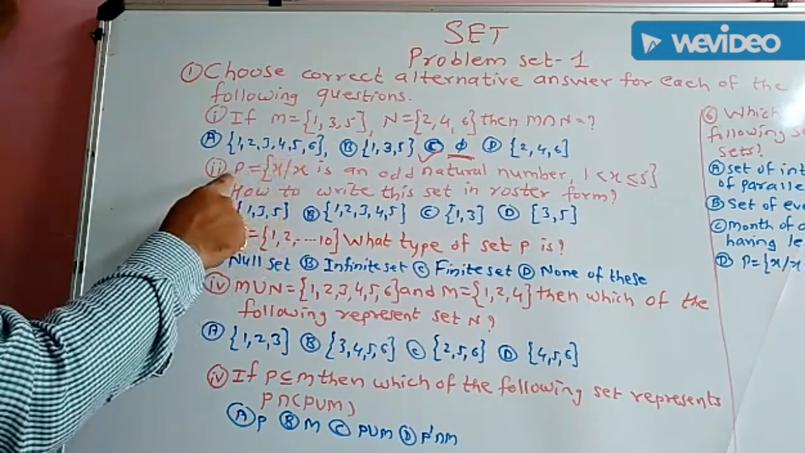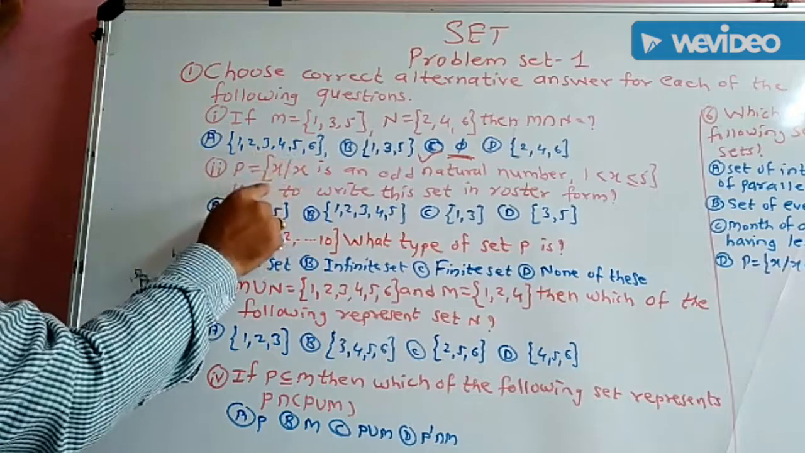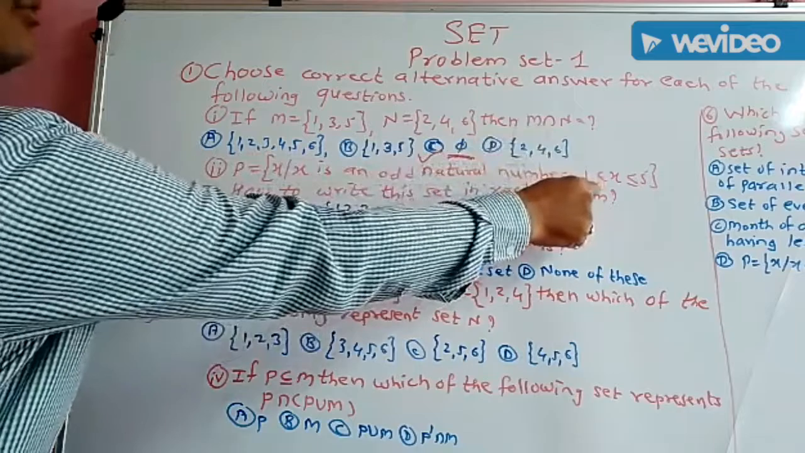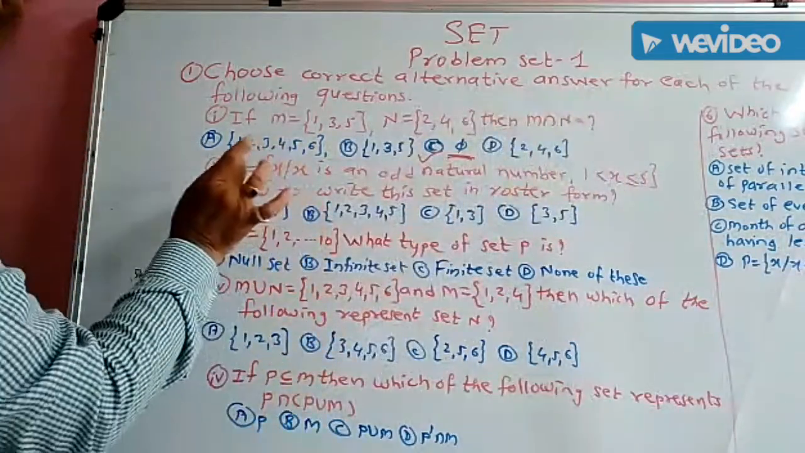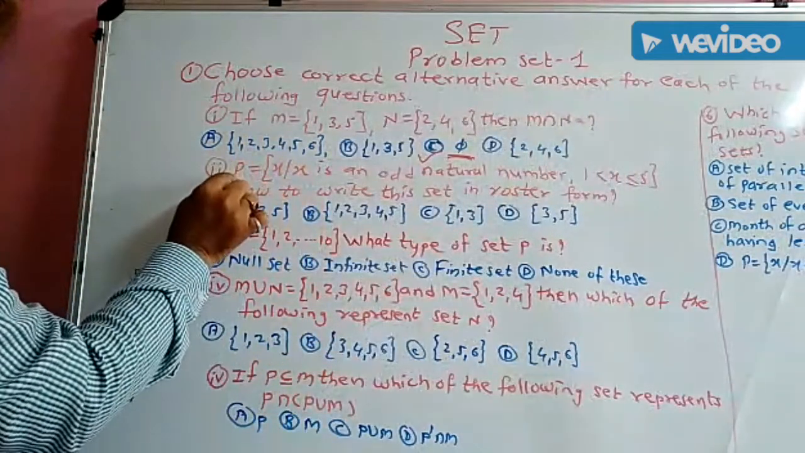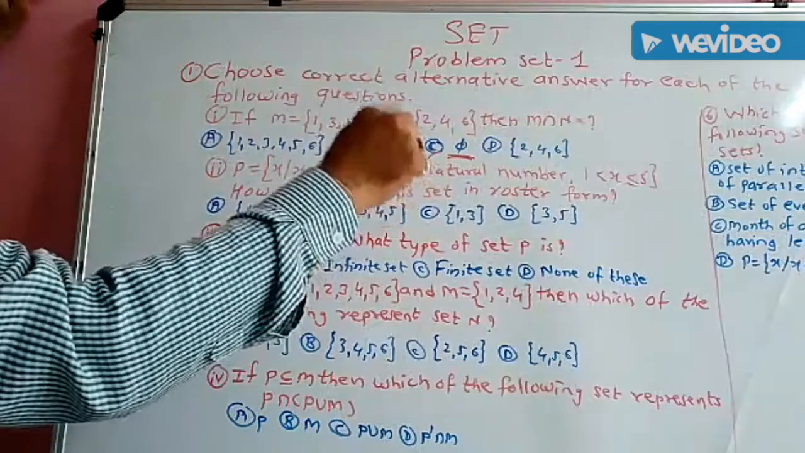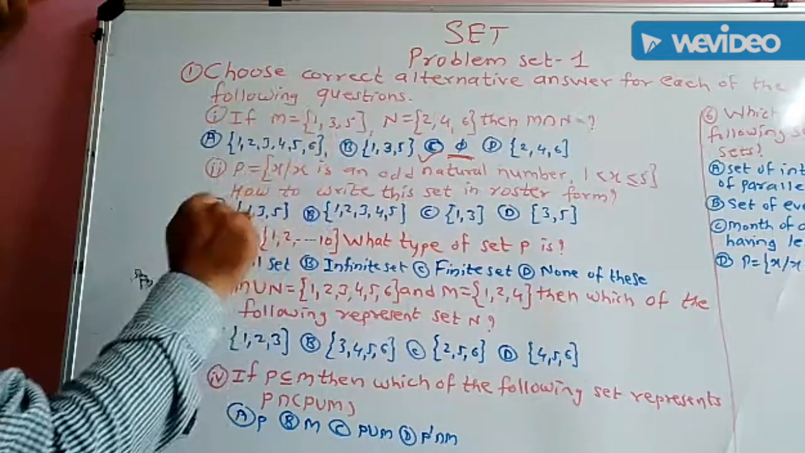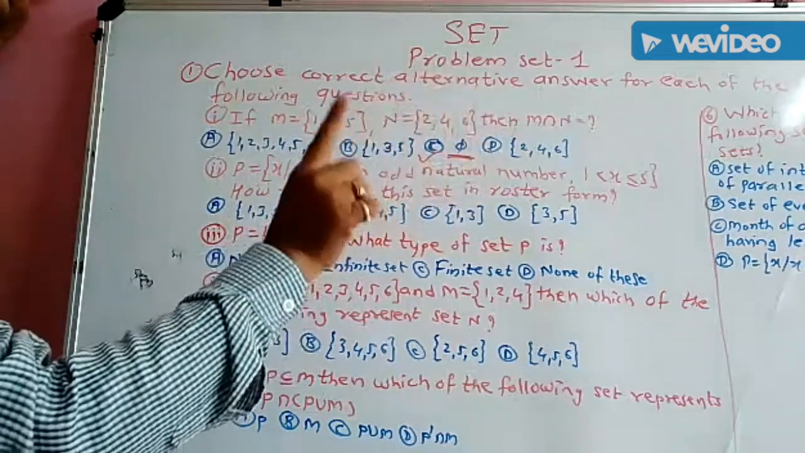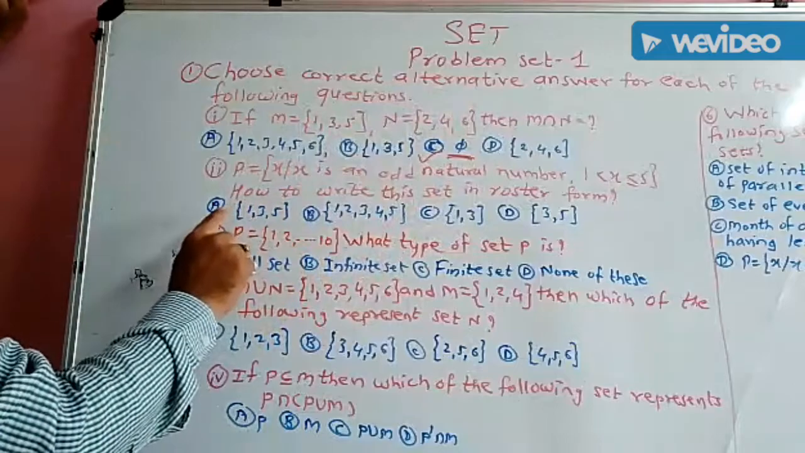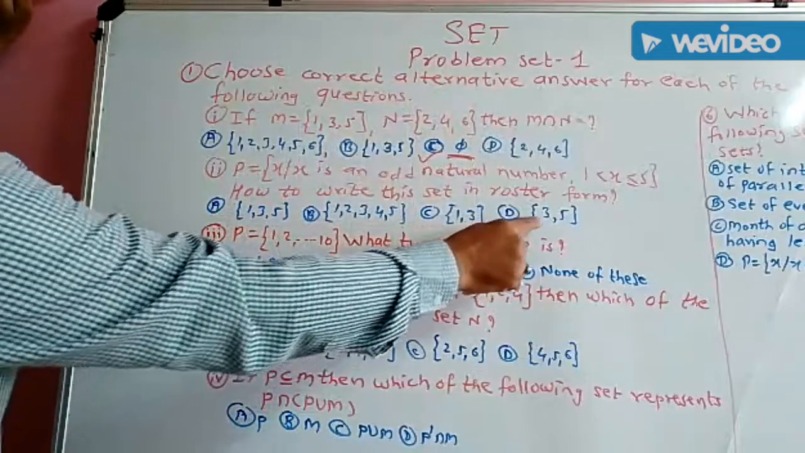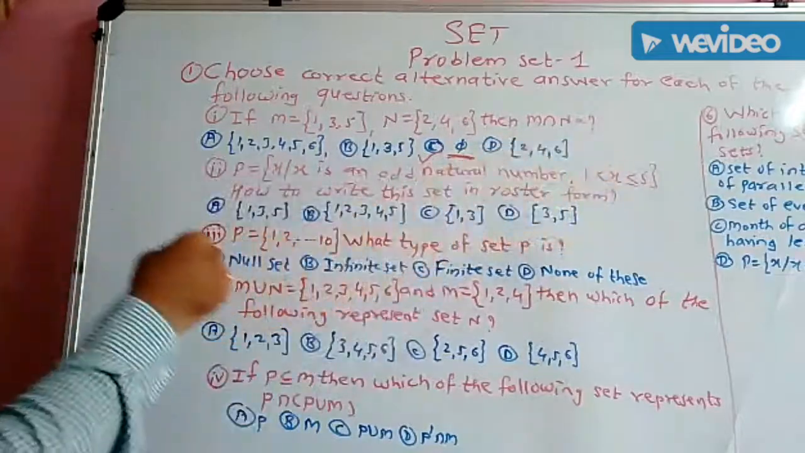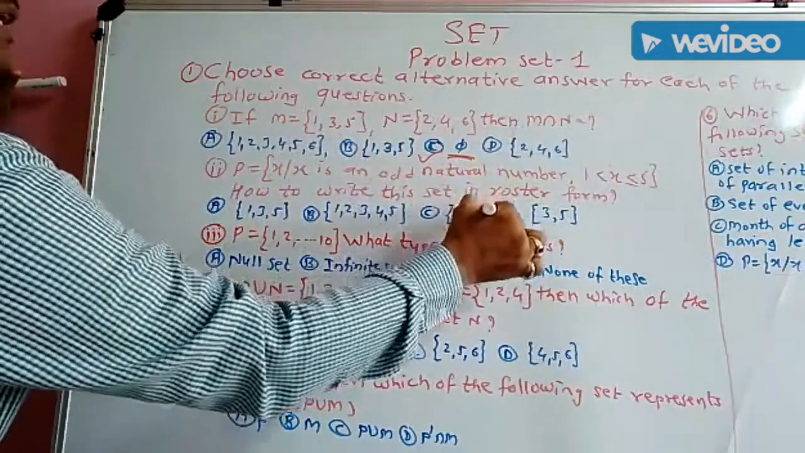Then second example: P is the set of x such that x is an odd natural number and x is greater than 1 and less than or equal to 5. That means the elements of the set P are the odd numbers between 1 and 5 including 5. There are only two odd numbers between 1 and 5 including 5: 3 and 5. Therefore the correct alternative is D.